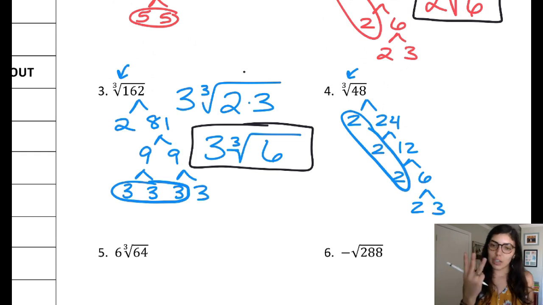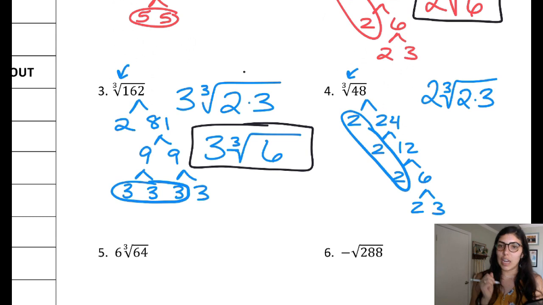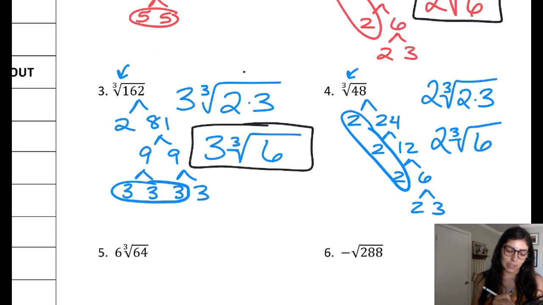That trio is going to pop out as one number in front of the cube root. Anything else that is not circled gets put back underneath the radical sign and multiplied. This cube root of 48 reduces and simplifies to 2 times the cube root of 6.